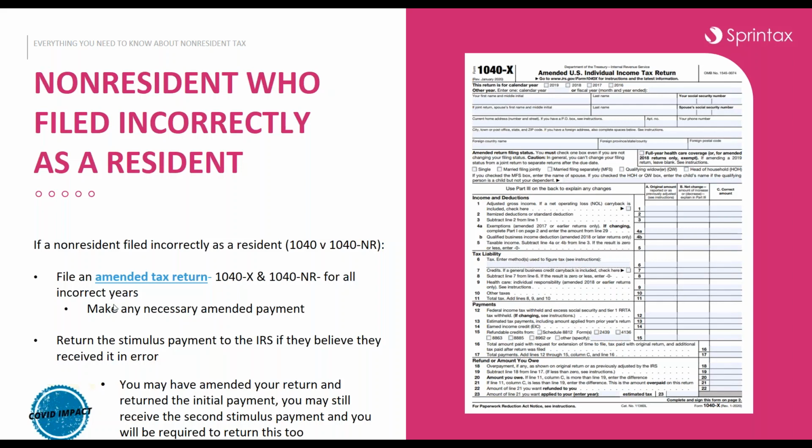So if you filed incorrectly as a resident in the past and you've claimed the educational tax credit and maybe other credits that are available to residents but not to non-residents, if you've been overpaid tax by the IRS, then obviously that needs to go back. So any overpaid tax and that stimulus check would need to go back to the IRS.